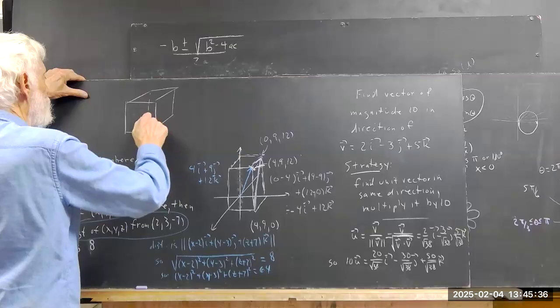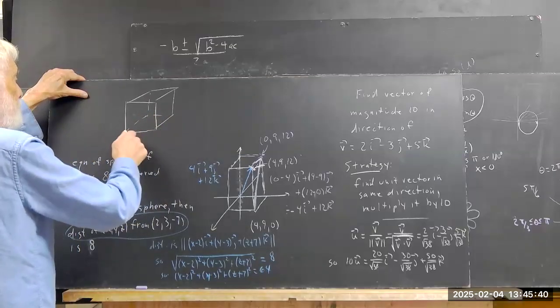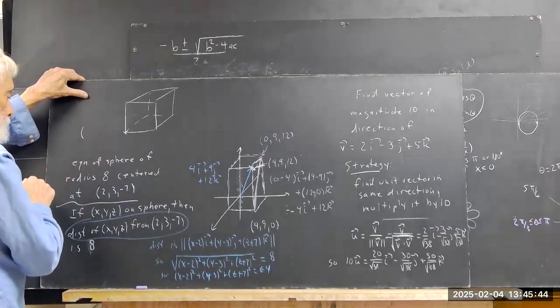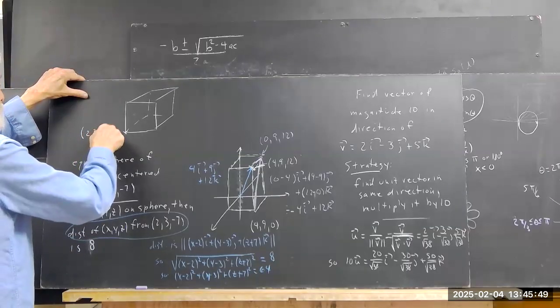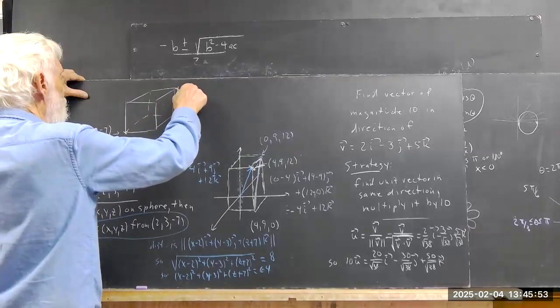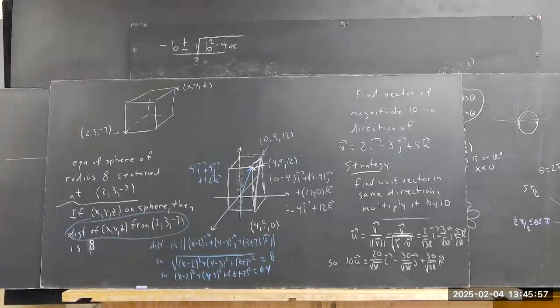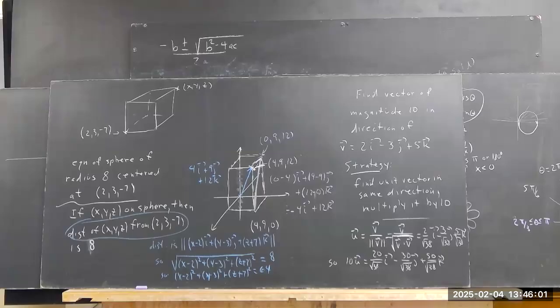With a rectangular frame. Let this be the point 2, 3, -7, and let this be the point X, Y, Z. Okay. What's the distance from here to here?